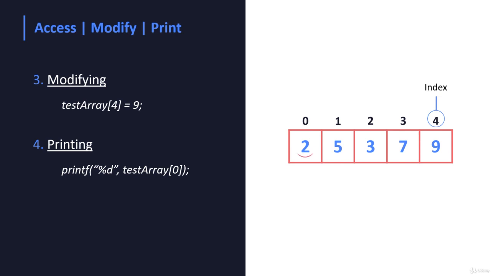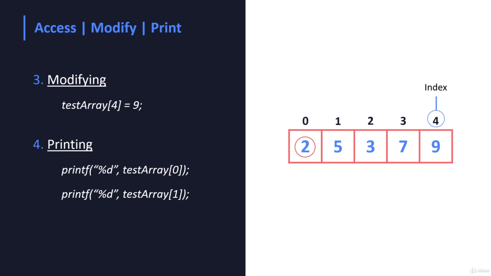Okay, so now if we want to print out, I don't know, the second value in this array, the second element, we will use test array and index number 1, which will print simply 5 to the screen. Good guys. And now you know how to access, modify and print the values of elements within a given array.